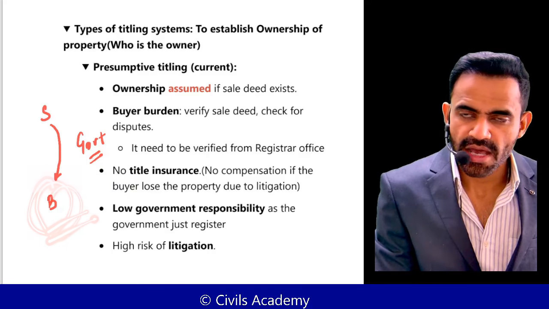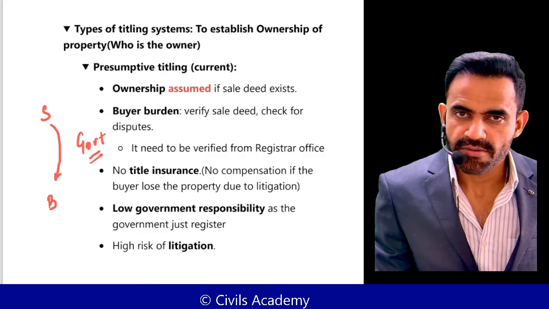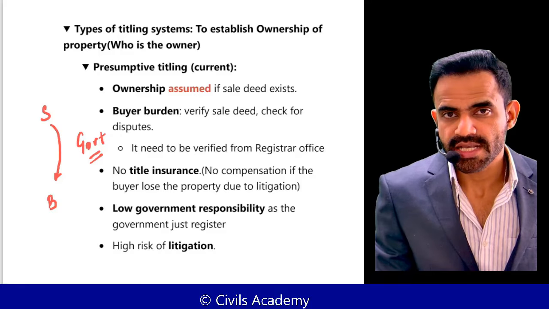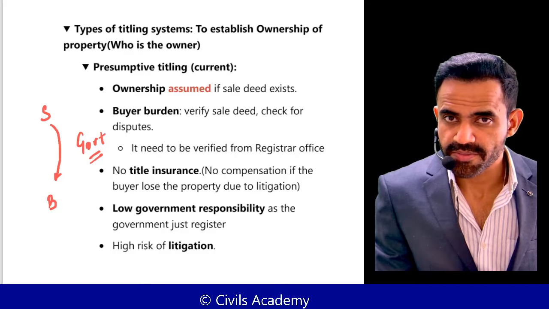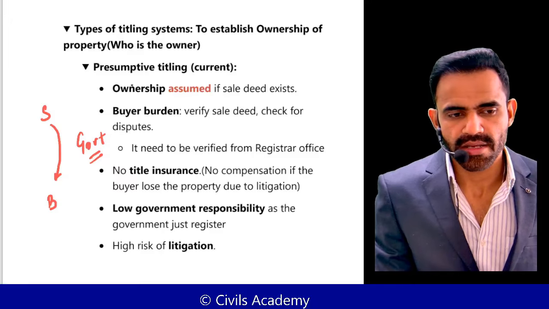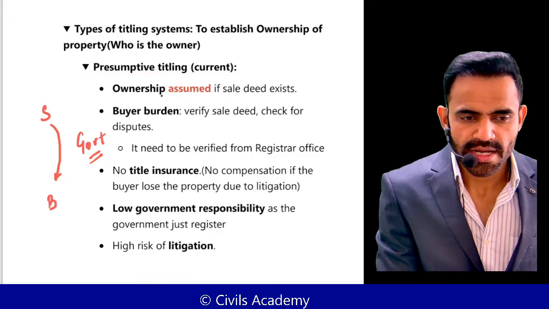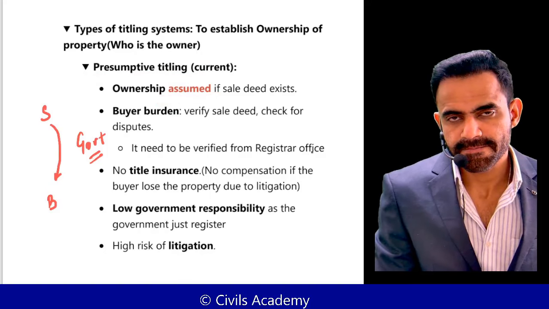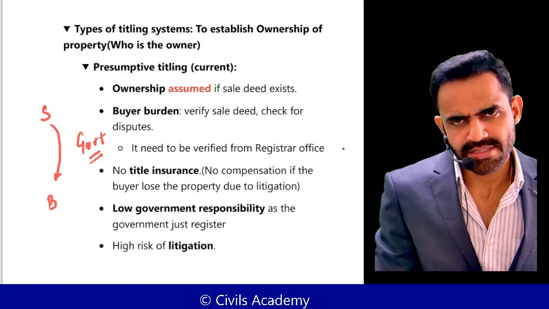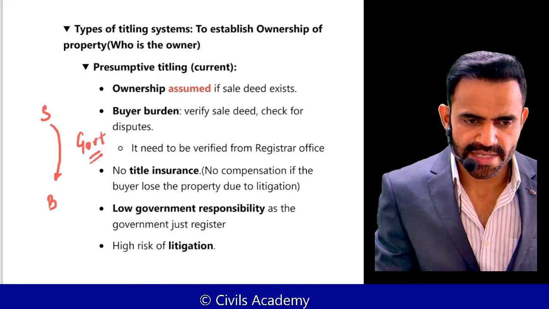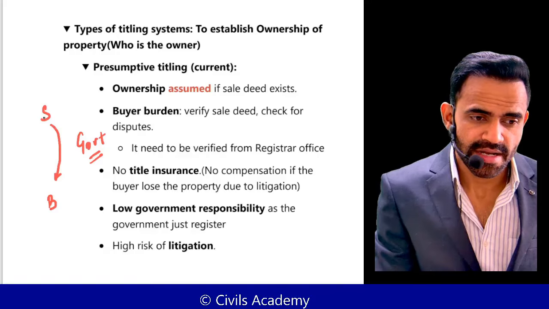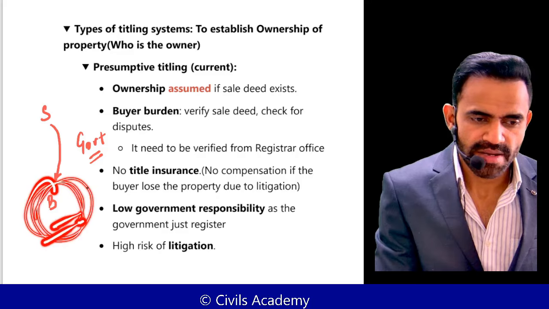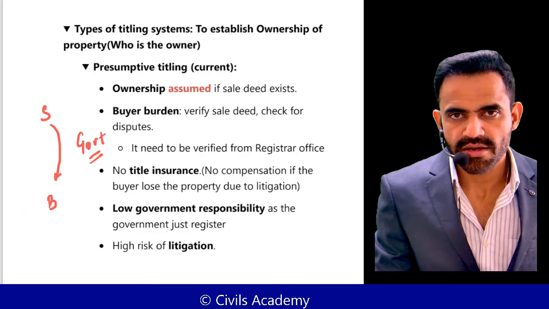If you are purchasing land, first verify that the person from whom you are purchasing this land is the actual owner, that the person is the owner of that much amount of land which you are buying. This is the presumptive titling system. In this case, it is assumed that land is being sold if a sale deed exists. That simply means paperwork exists. If any dispute arises, let's say the seller did some kind of fraud, B will also be a party. Why? Because you have purchased a fraud land.